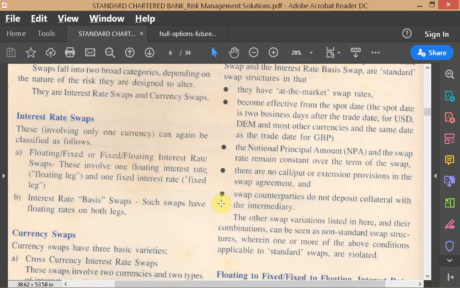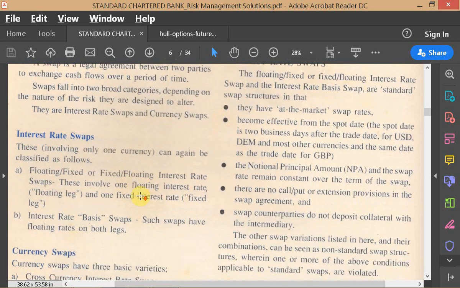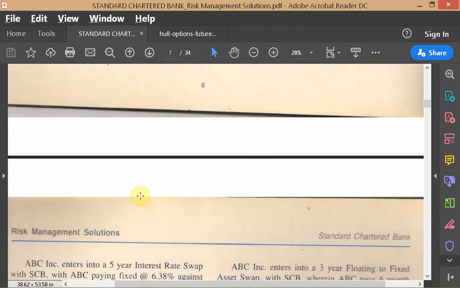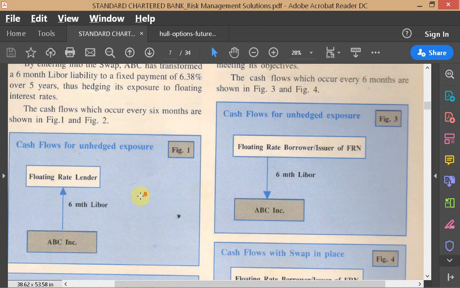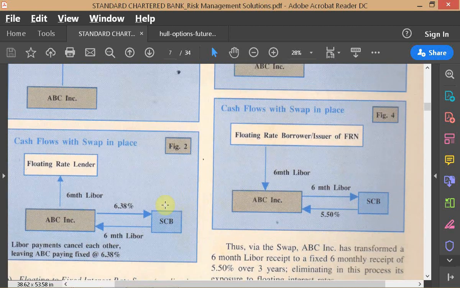Make sure that you follow from here. If you read interest rate and currency swaps from here, this is what we are going to cover: the various types of interest rate and currency swaps. You can see the structures over here. They're nice diagrams, very simply written, so from here you can understand. We're going to cover all this in the next class.